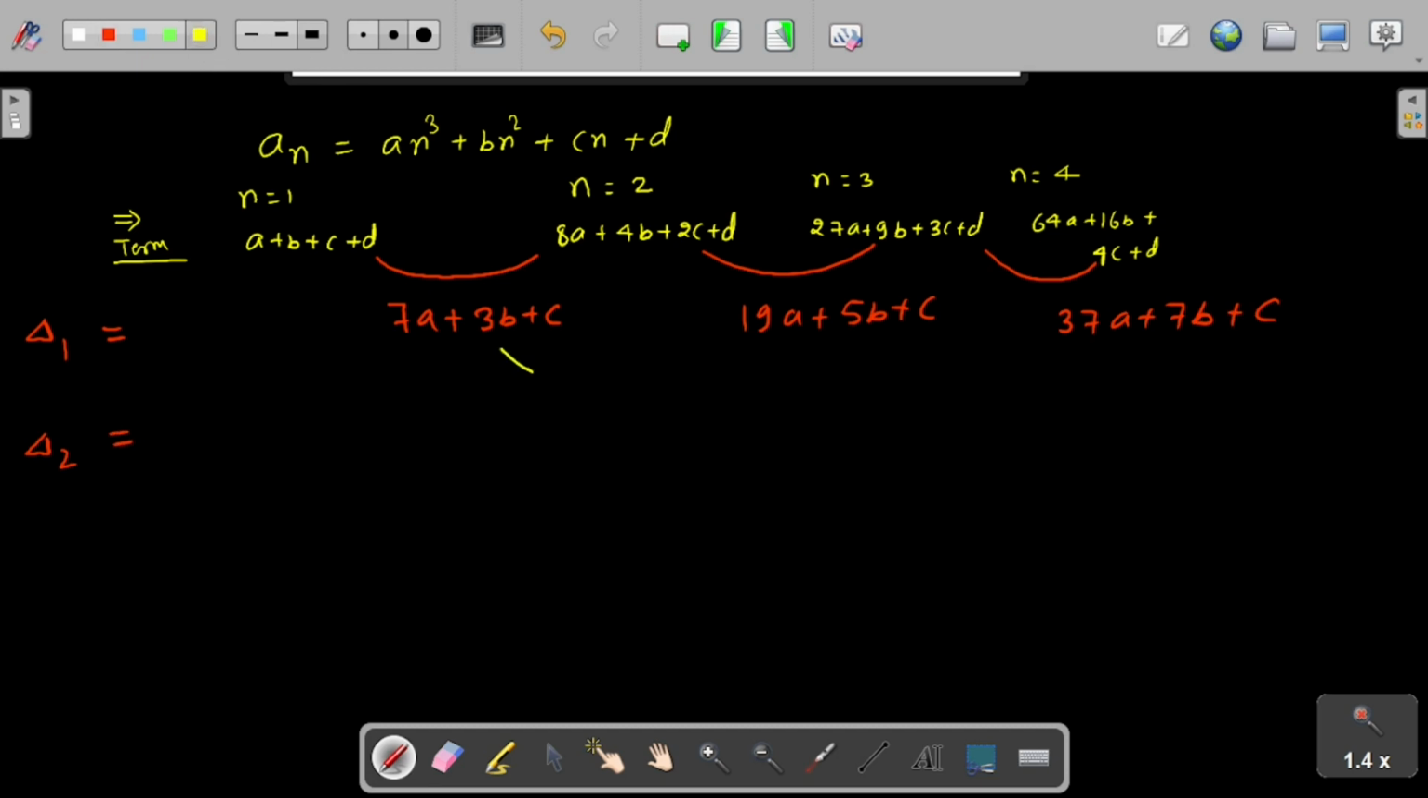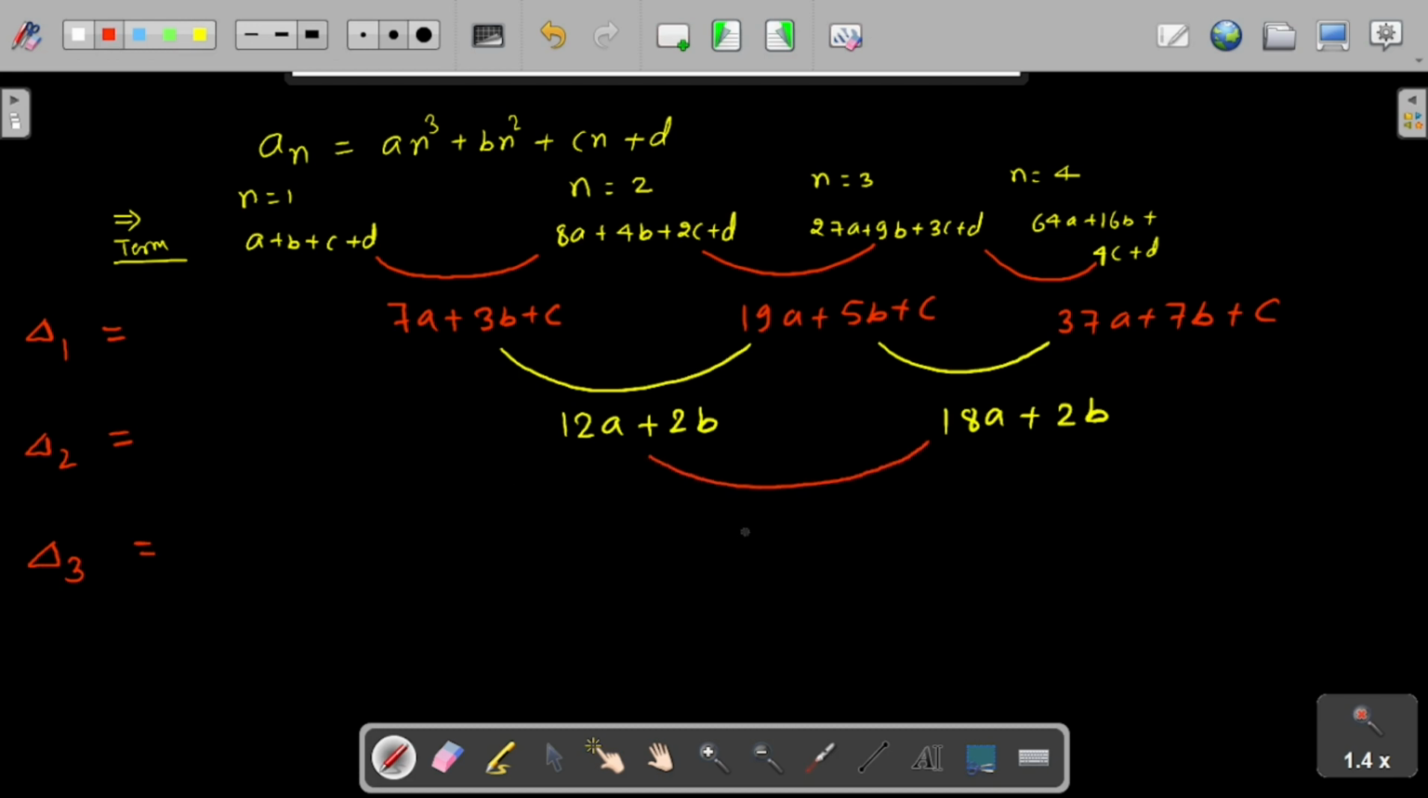The second difference is going to be the difference between this and this. So this is going to be 12a plus 2b, and the difference between this and this is going to be 18a plus 2b. Next we will find the third difference. This is going to be the constant. As you can see here, the difference between these two terms will be 6a, and that's the constant. Why? Because the cubic sequence condition is that the third difference will be a constant.